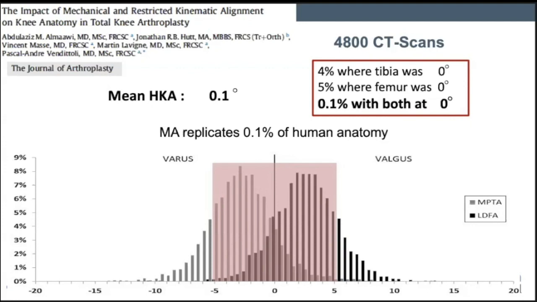But if we look more in detail, there was only 4% of the tibia where the articular surface was neutral at 0 degree, only 5% of the femur had the mechanical alignment of 0 degree, and only 0.1% with both at 0 degree. So the mechanical alignment technique only replicates 0.1% of human anatomy.